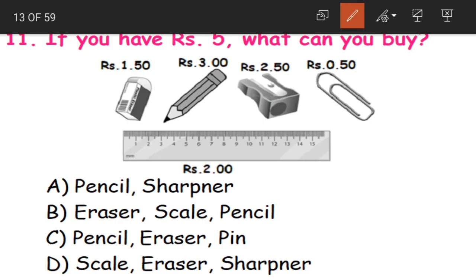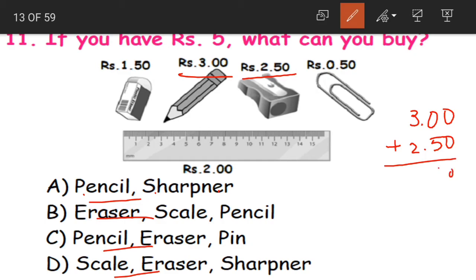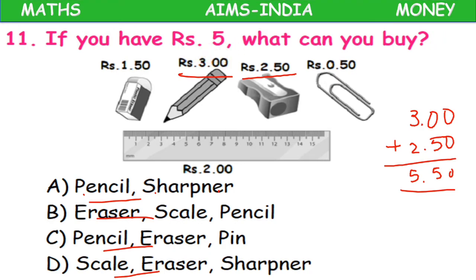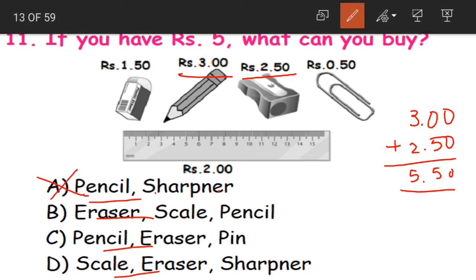The advantage here is, children, we are having the options, right? So we can take each option and check whether we can buy or not. Coming to the first one, pencil plus sharpener. If we add 3 plus 2 rupee 50 paise together, what will we have? We'll have 5 rupees 50 paise. But what amount do we have? We have only 5 rupees. So we cannot buy a pencil and a sharpener.